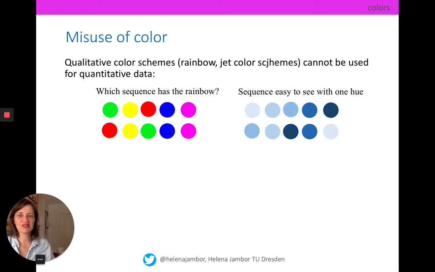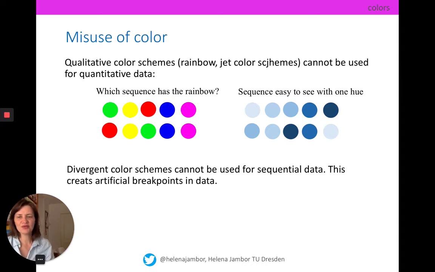People have great capacities to tell the sequence of colored items if the hue is varied, but they have great difficulties finding out the sequence of rainbow colored items on a map, for example.